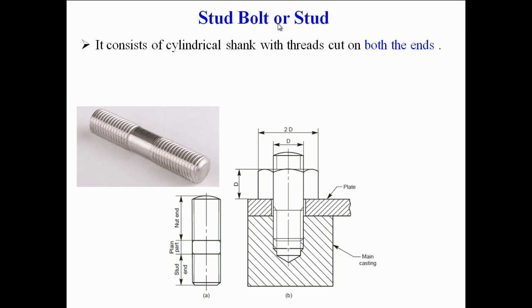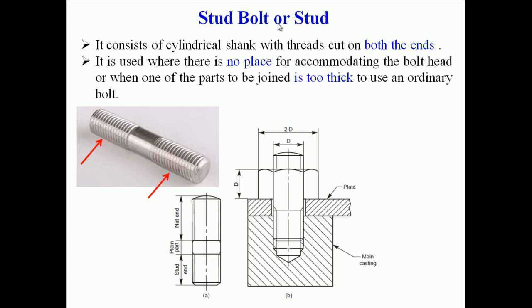This is the actual geometry of the stud bolt, and this is the threaded portion. Both the ends have thread cuts. It is used where there is no place for accommodating the bolt head, or when one of the parts to be joined is too thick to use an ordinary bolt. Again, I am repeating, it is used where there is no place for accommodating the bolt head, or when one of the parts to be joined is too thick to use an ordinary bolt.